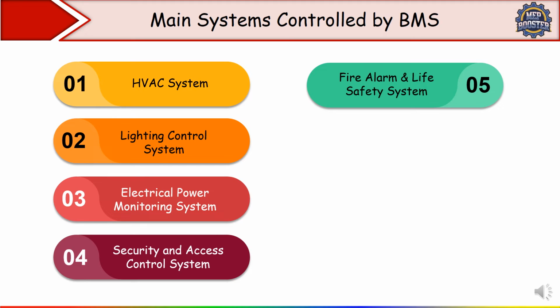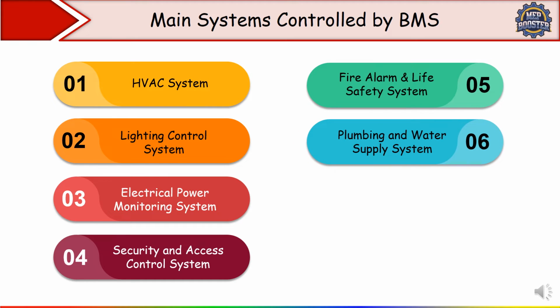Next system is the fire alarm and life safety system, like the fire alarm control panel, smoke and heat detectors, sprinklers, manual call points, the public address system, and if you are providing pressurization fans and smoke exhaust fans, all of this will be controlled by the BMS in the building.